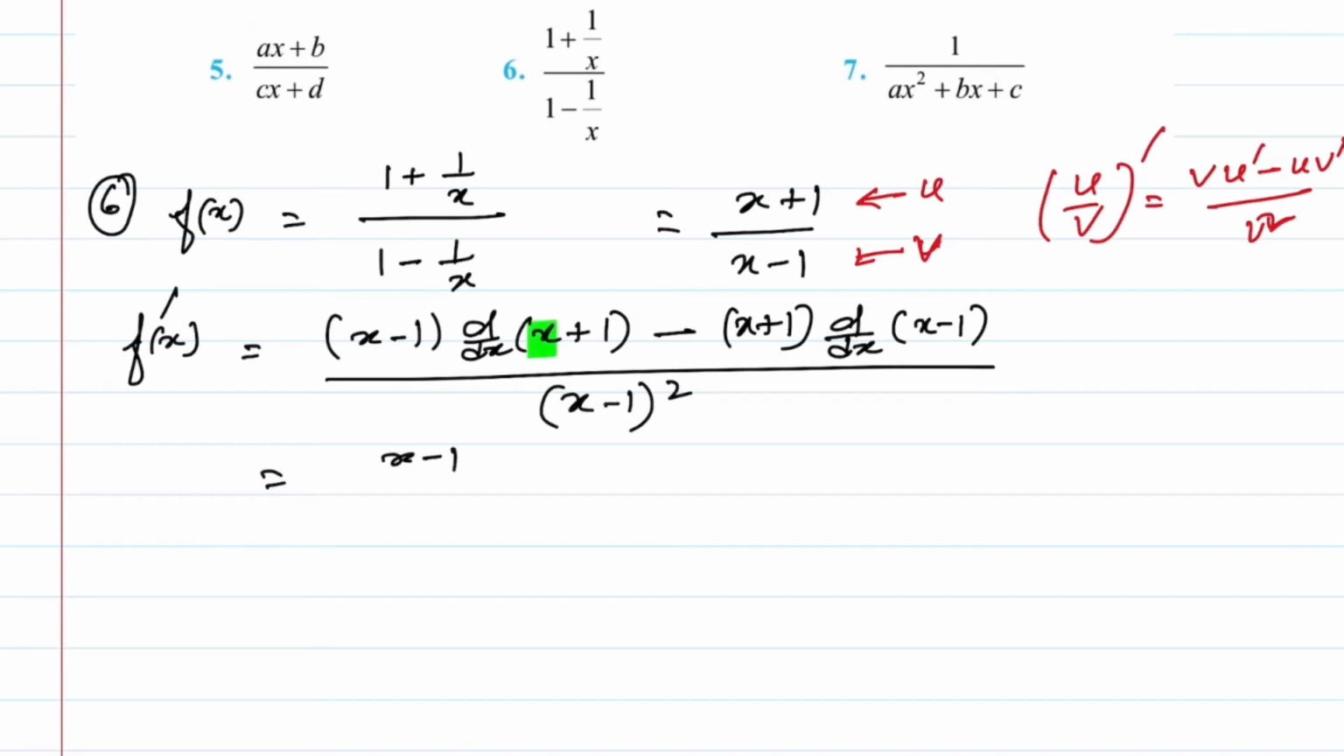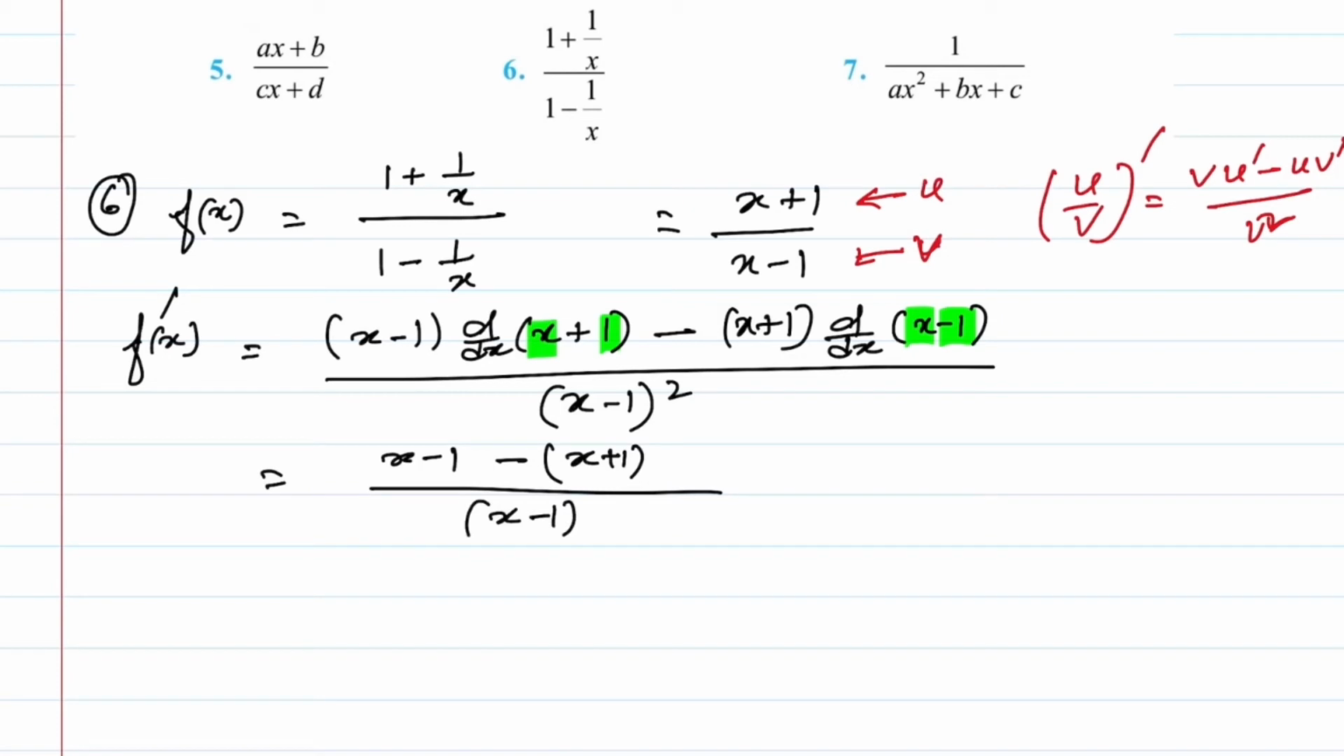So x minus 1, we know the derivative of x is 1 and the derivative of 1 is 0, so that is 1 into x minus 1, which remains x minus 1. Then x plus 1, and the derivative of x is again 1 and of minus 1 is 0, so again here we will get x plus 1 into 1, which is nothing but 1.